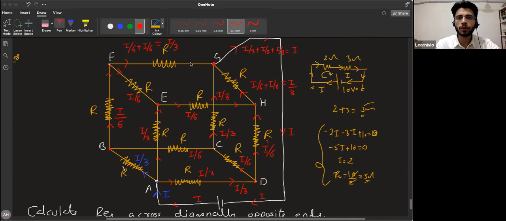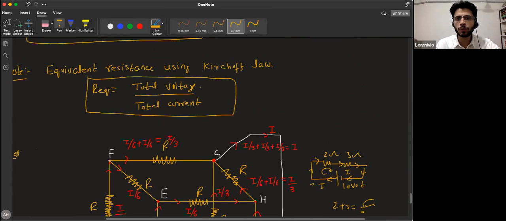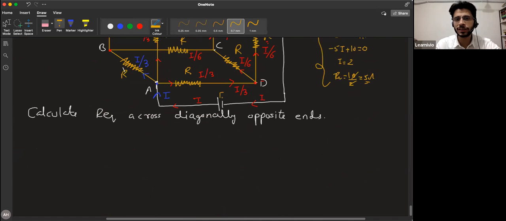You're supposed to calculate R equivalent. To calculate R equivalent, we'll need total voltage and total current. Say total voltage is the EMF of the cell, let's say E. And what is the total current which is passing through this cell, Saifullah? What is the total current which is going out of this cell? I. So R equivalent will be EMF divided by I.